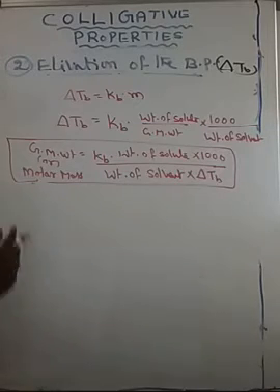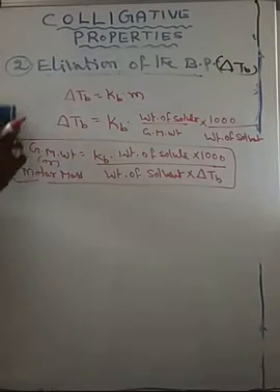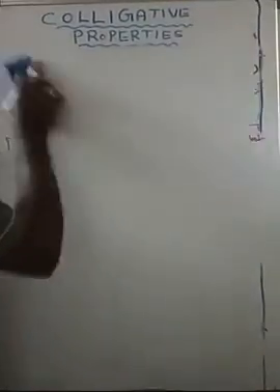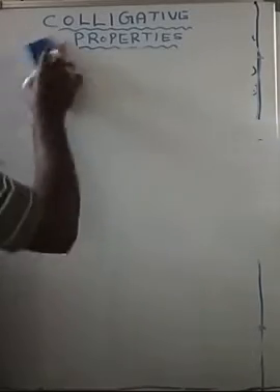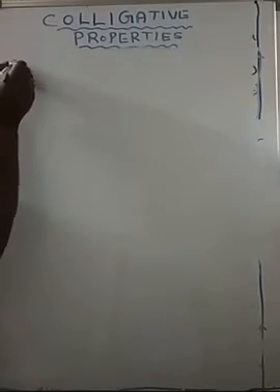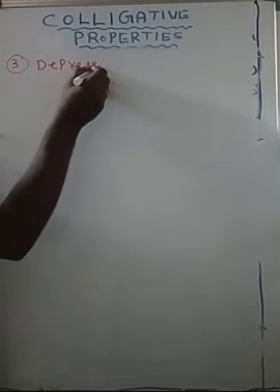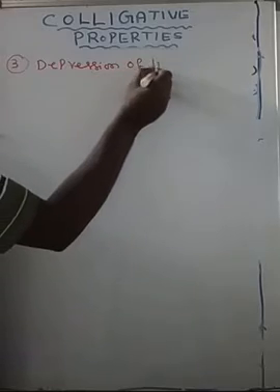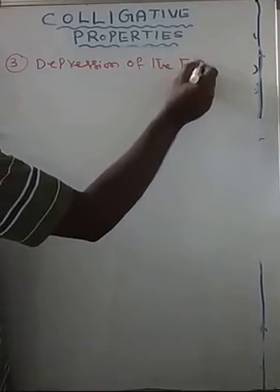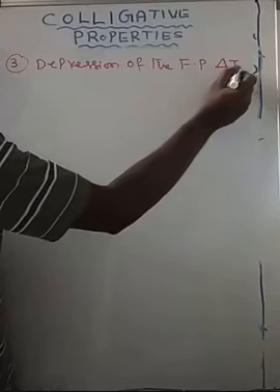Next we go to the third property. What is the third property? Depression of the freezing point. We define the symbol delta Tf. Depression means decreasing of the freezing point of the solvent.